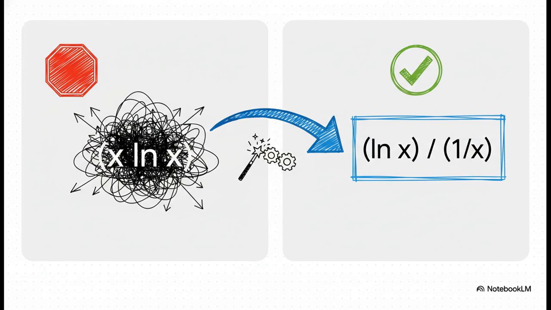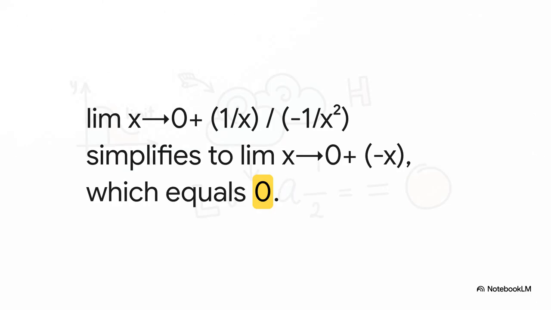Take this limit, which has the form 0 times negative infinity. We can't apply the rule directly, but with a neat little algebraic trick, we can rewrite the expression as the natural log of x divided by 1 over x. And just like that, we have a fraction in the form of infinity over infinity, and it's ready for our rule. And once it's in the right format, we just apply the rule like we did before. Differentiate the top to get 1 over x, differentiate the bottom to get negative 1 over x squared, and then we simplify the new expression. What do you know? We find that the limit is 0. It's a fantastic technique for making this rule even more useful.